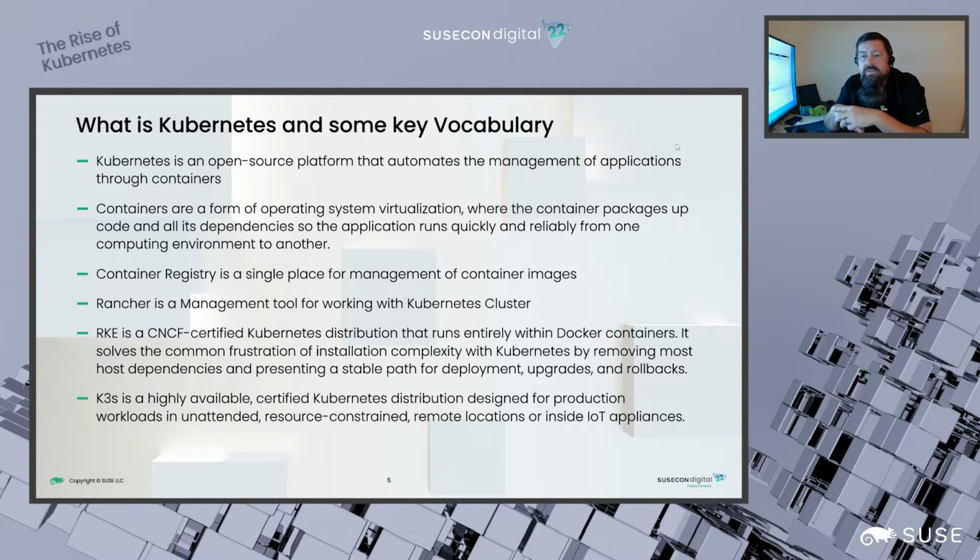RKE is the Rancher Kubernetes Engine that we are going to be using. It's a CNCF certified, Cloud Native Compute Foundation certified Kubernetes distribution that runs entirely within Docker. And so that's going to be one of our easy button pieces. This allows us to minimize some of the common frustration of installation. So we're going to go down that road and use that piece of it.